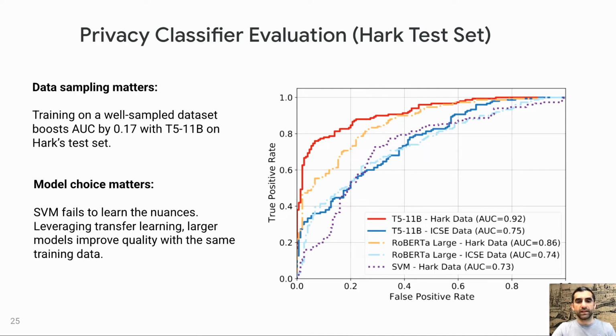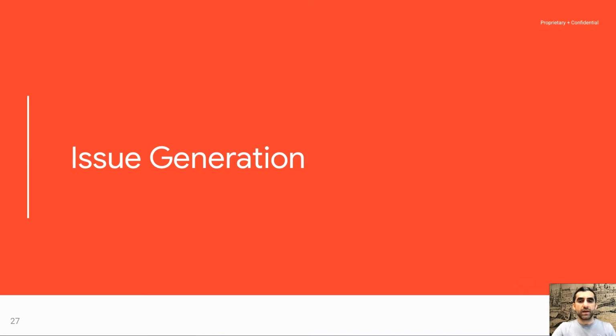So deep learning models leverage transfer learning, and the larger the model, the better the results are with the same training data in our case. Now that we have narrowed down the feedback to the privacy ones, we move towards generating the user issues.